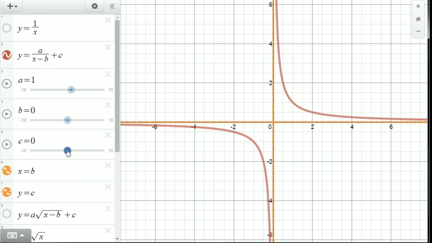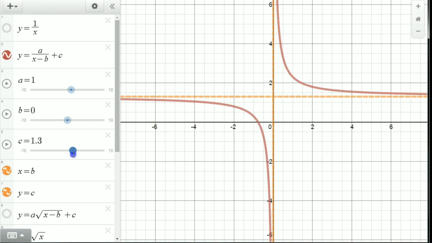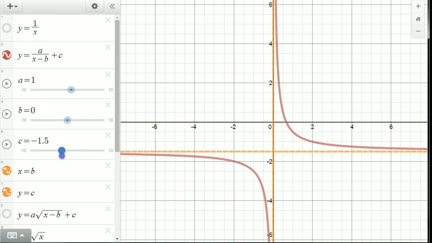Let's now have a look at c. As with all of our other power functions, changing the value of c simply translates the graph up and down.